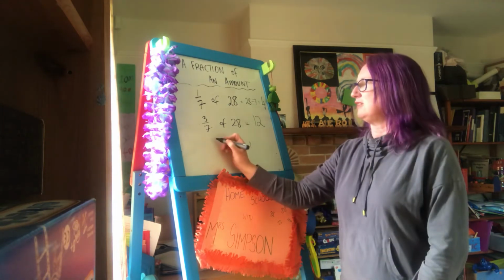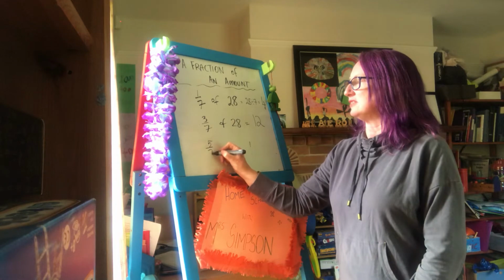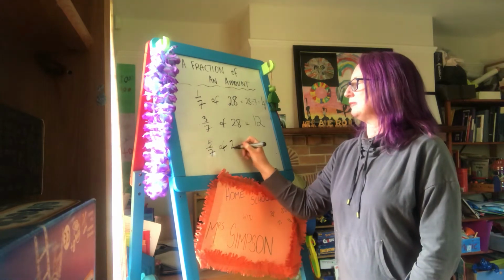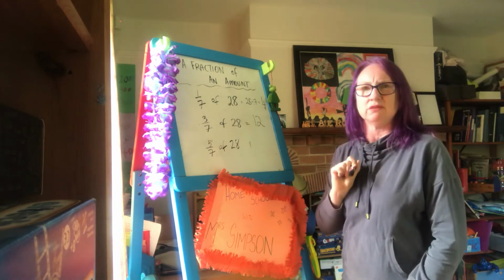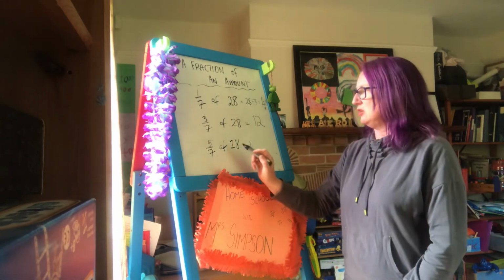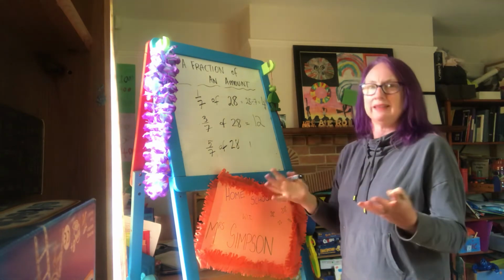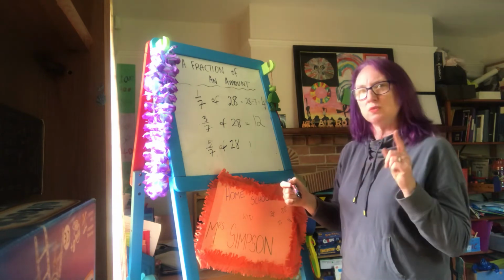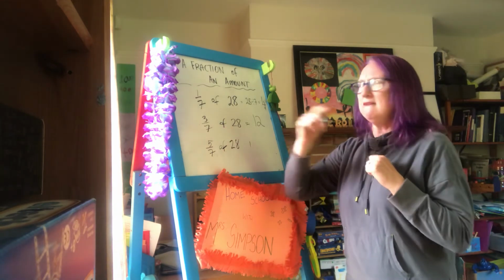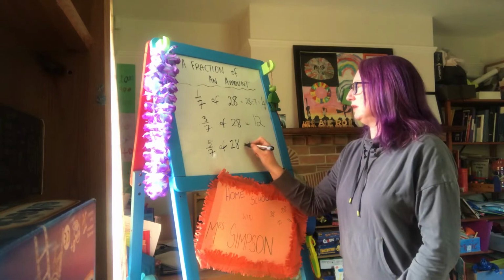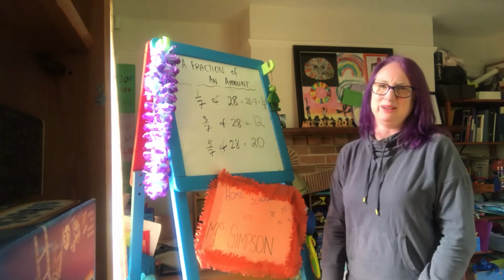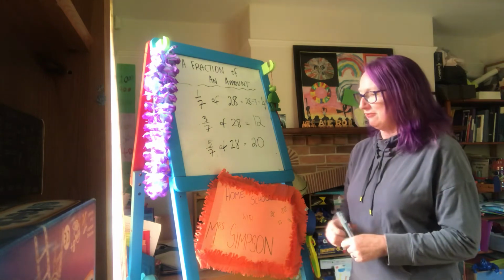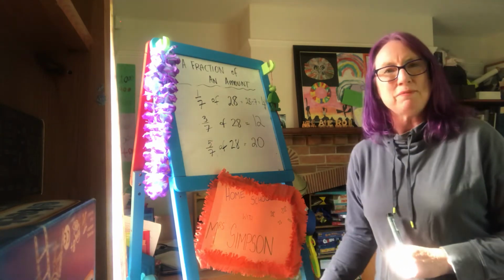Now what if we had to find 5/7 of 28? Well, first job, it says divide by 7. You must divide by 7. So 28 divided by 7, 4. But it doesn't just want one of them, it wants 5 of them. So what are 5 fours? Well done.